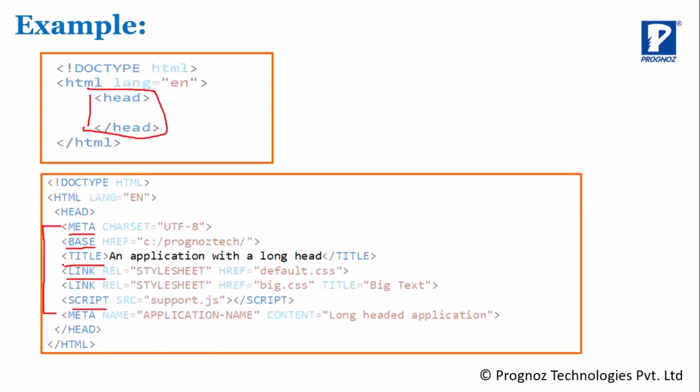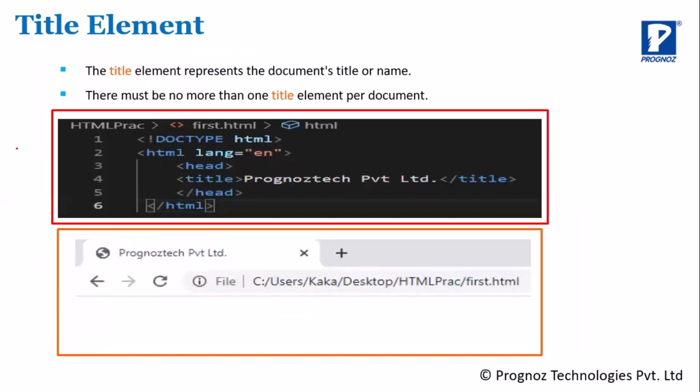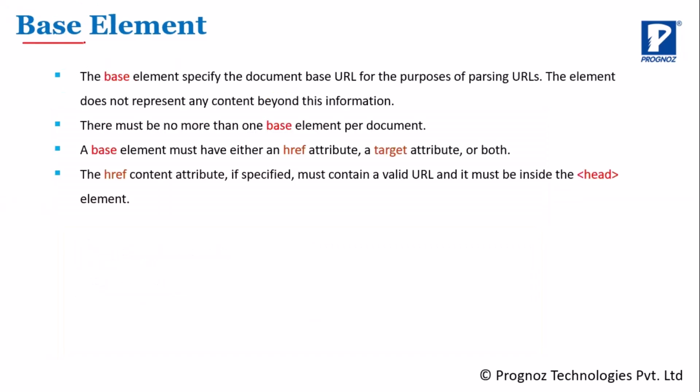So we did the element called the title element to represent the title of the particular document or page. In one document, how many times can we write the title element? Only once. We cannot write more than one title element. Next, base element. When do we have to use the base element?